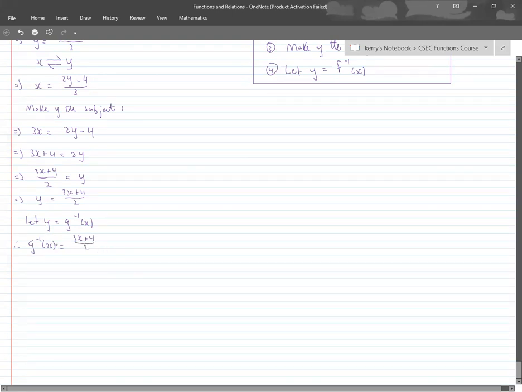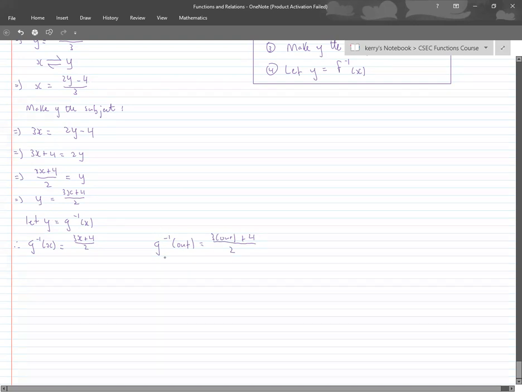And again, what is this new function used for? If you are given an output, what this tells us is this: 3 times the output plus 4, all over 2. Don't worry about the letters x and y, that's not important. This is what it really means. It tells us if you are given the output, this is how we find the input.